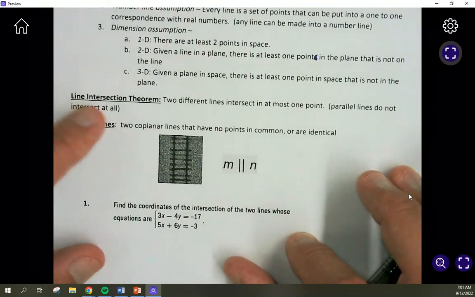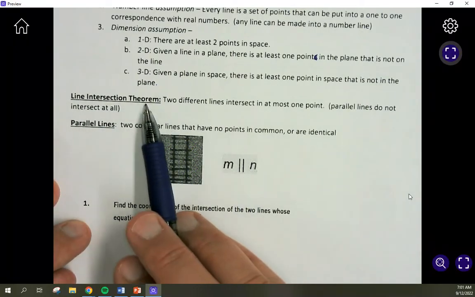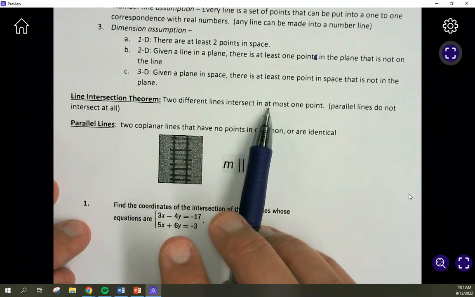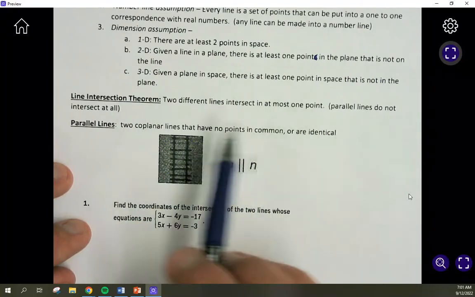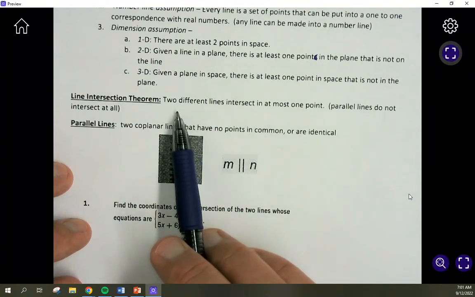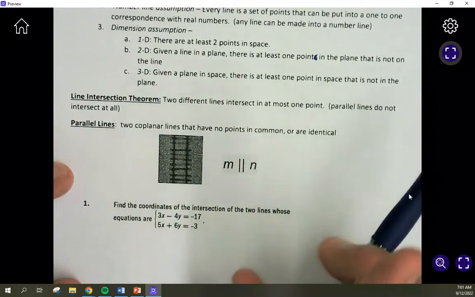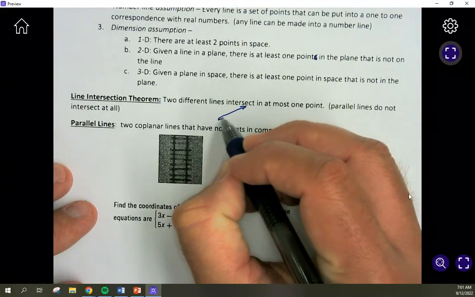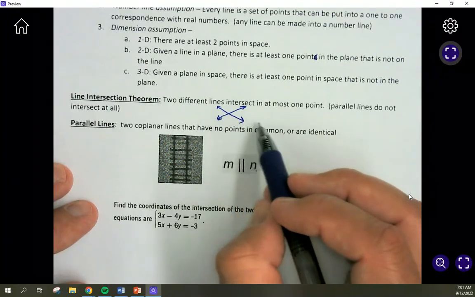Okay, now from that, we have a theorem, the line intersection theorem. So that's something that we can prove. It says two different lines intersect at most at 1 point. And again, remember, this is Euclidean geometry. Graph theory and things like that follow a different set of rules. So for Euclidean geometry, on a coordinate plane, two lines intersect at most at 1 point. If you have a line on a graph and another line intersects it, they're never going to intersect again. It doesn't swoop back.